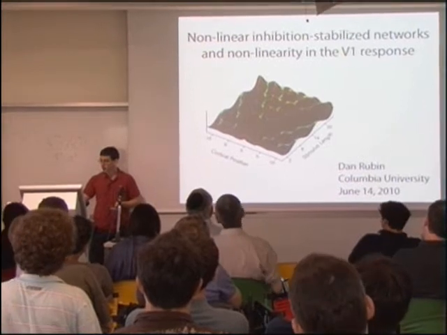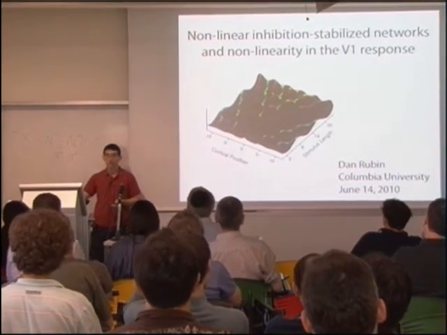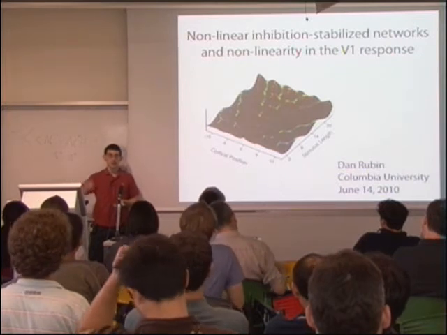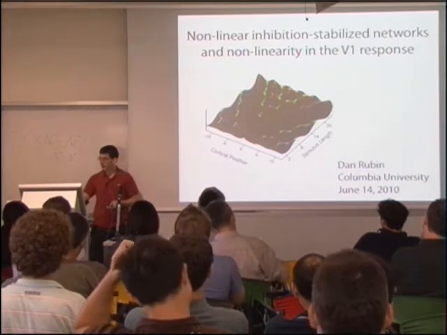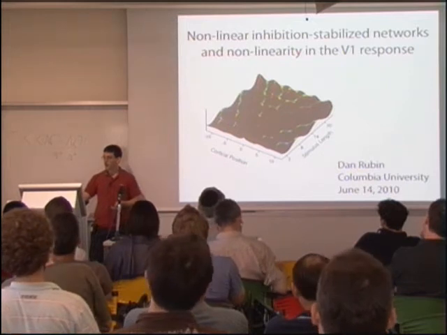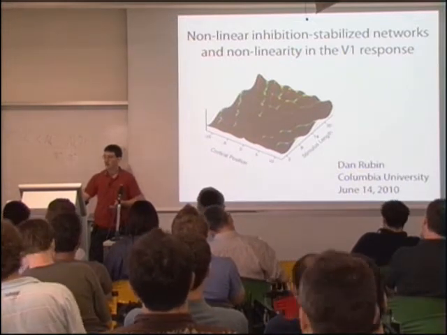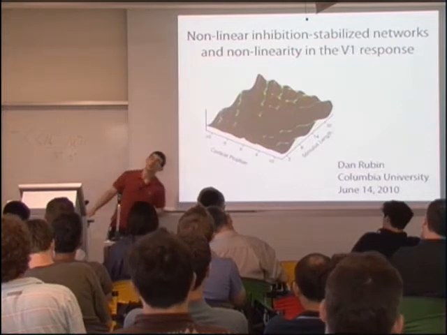I'm going to talk about one direction that we've taken this work, which is taking the inhibition-stabilized network regime, which Ken described at the end of his talk, and seeing how it behaves when we integrate it into a nonlinear network and looking at some of the interesting nonlinearities in the V1 response that explains.